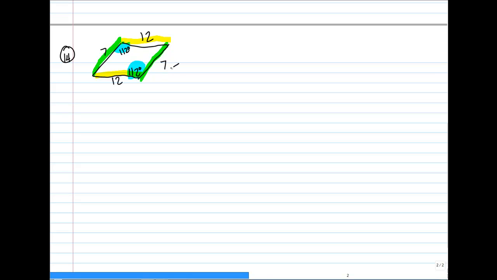And then this angle here plus this angle here add to be 180. So 180 minus 112 is 68. So this is 68 degrees, and if this is 68, then this is also 68.